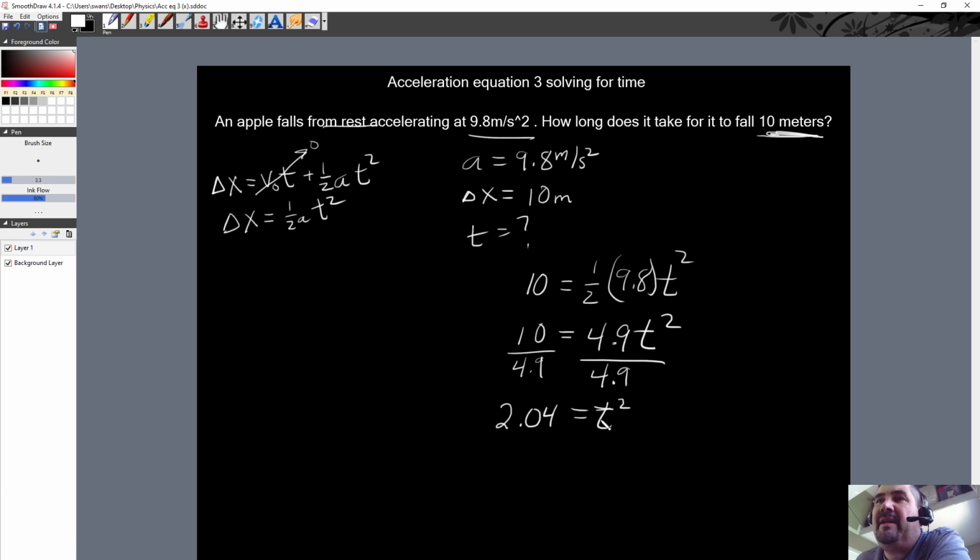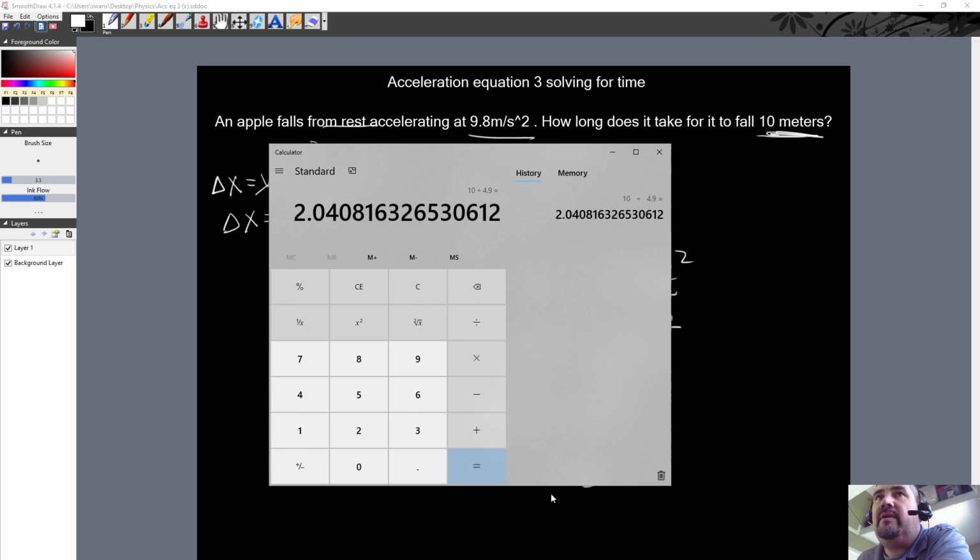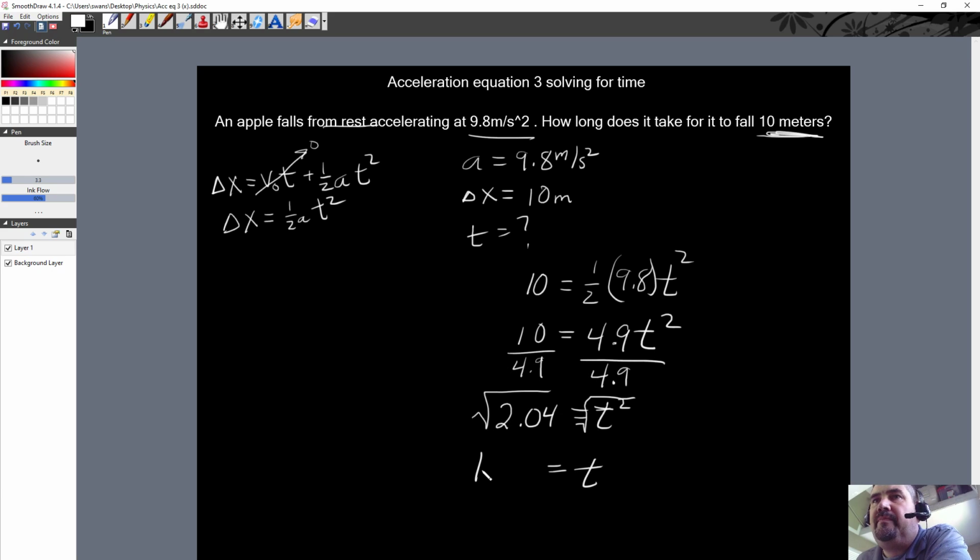So if you square the time it takes, it's 2.04, but I don't want to know the square of the time. I just want to know how long it takes. So let's get rid of that squared by square rooting this side, and we'll square root this side. When you square root the t squared, you get t, and when you square root 2.04, you get 1.43. I just rounded that to 1.43. That's fine.